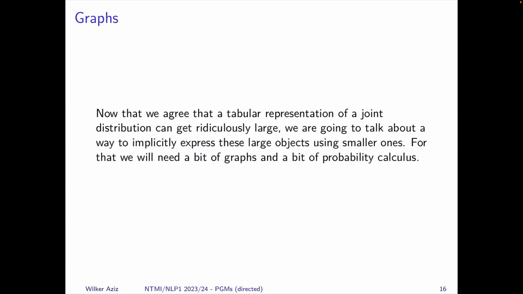Okay. So a quick word on graphs, because they're going to help us. Now that we agree that a tabular representation of a joint distribution can get ridiculously large, we're going to talk about ways to implicitly express all the entries in the table, but only via manipulation of smaller tables. We need a bit of graphs and a bit of probability calculus.